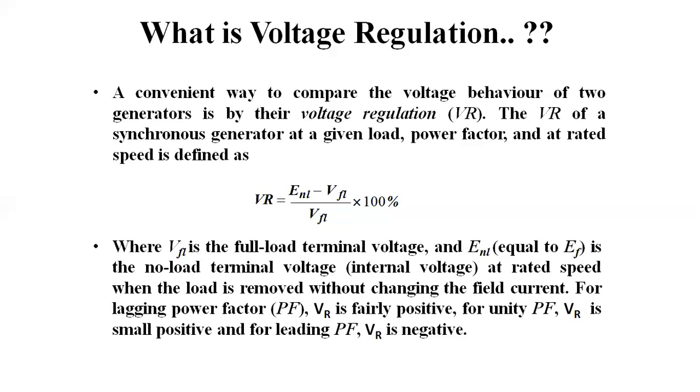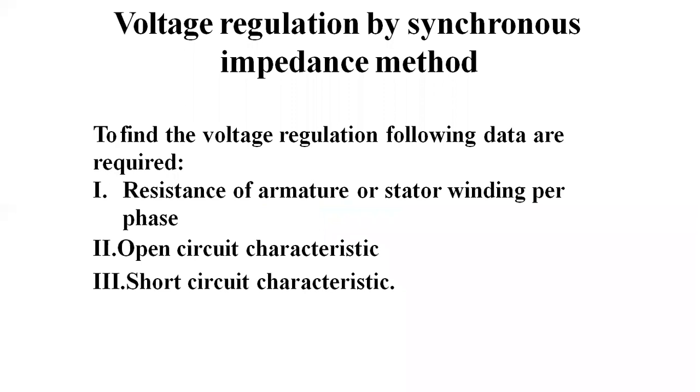We already know that for the inductive load, that is the lagging power factor, it has a demagnetizing and cross magnetizing effect. But for the capacitive load, it has a magnetizing effect. That's why the terminal voltage, that is V_FL, will be greater than the generated voltage. Then the VR will be negative. So now, what is the way of finding voltage regulation? A very important method is the synchronous impedance method.